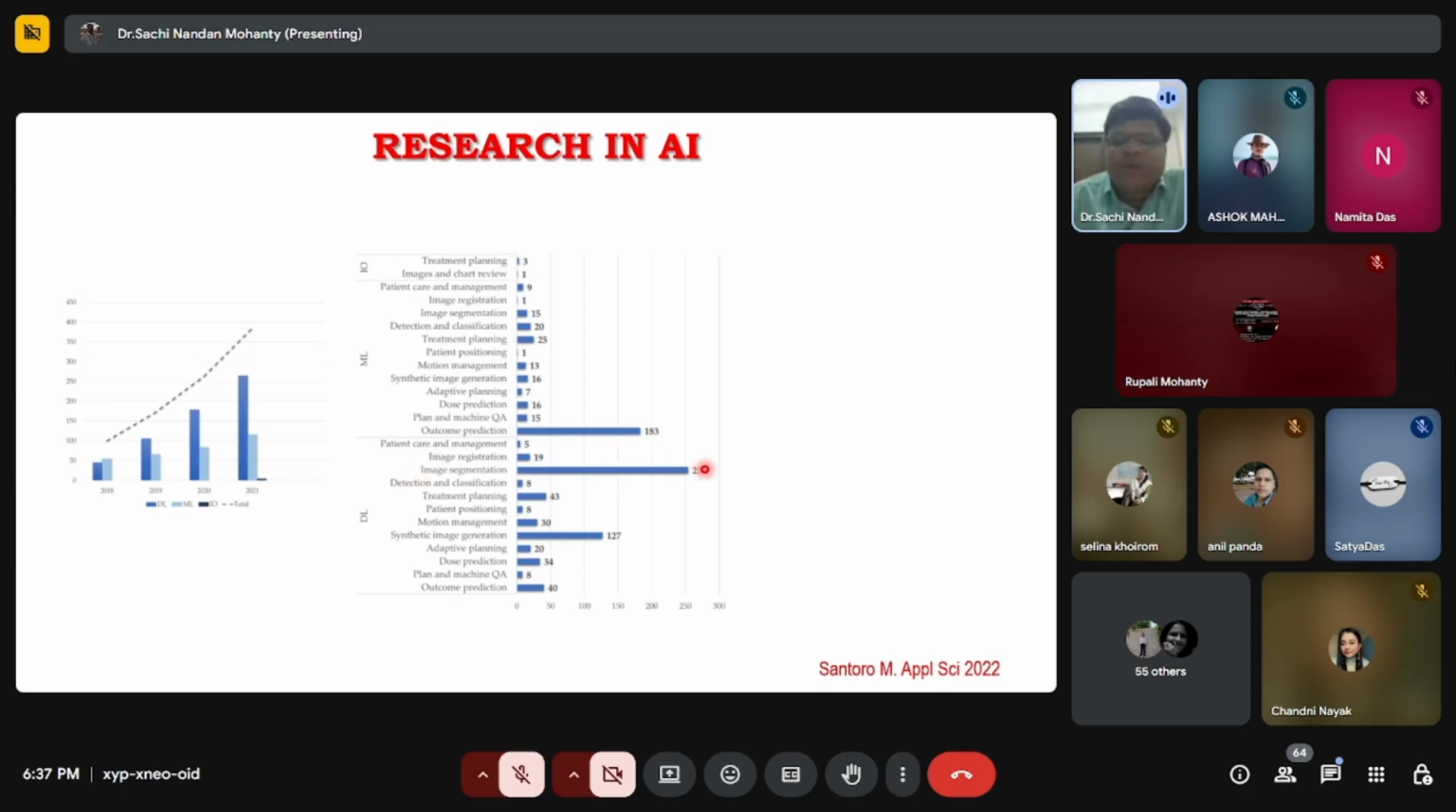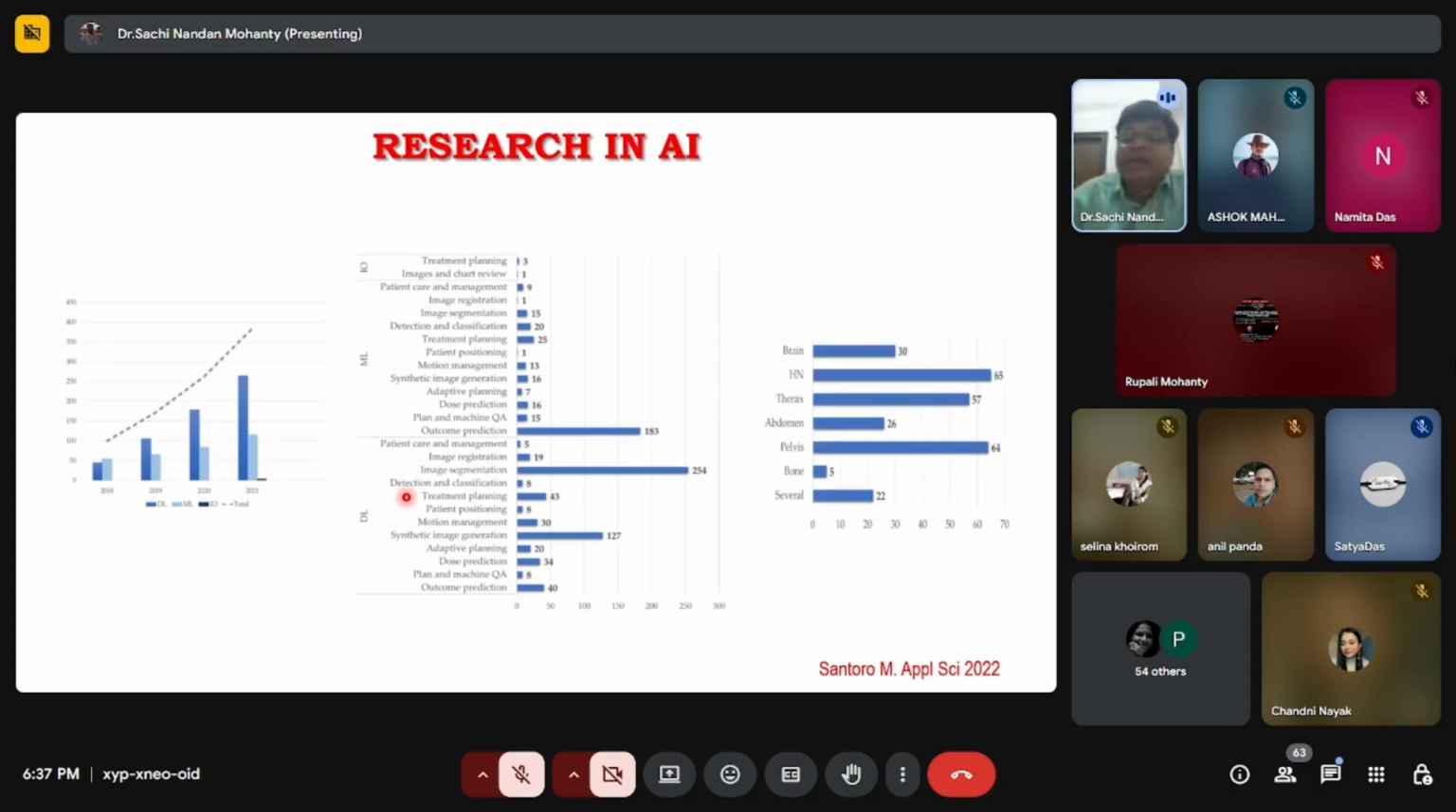Now see, in 2024, when we count the number of research papers in AI, there are more in image segmentation than in the others. After image segmentation comes outcome prediction, then synthetic image generation. And the last one, patient positioning, is used less. If you divide it into two parts, deep learning is one of the major components now in the research area. Deep learning is basically used for detection and classification as well as image segmentation.